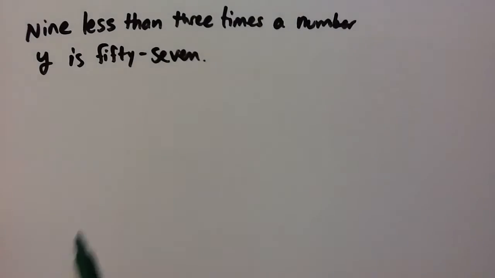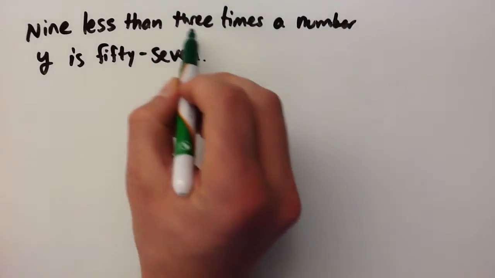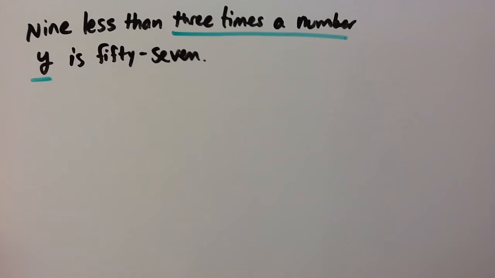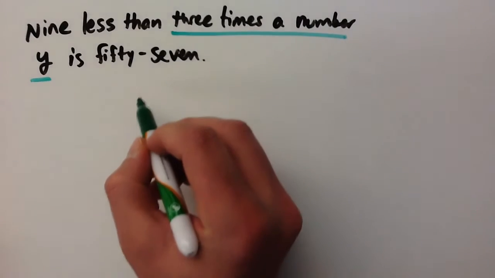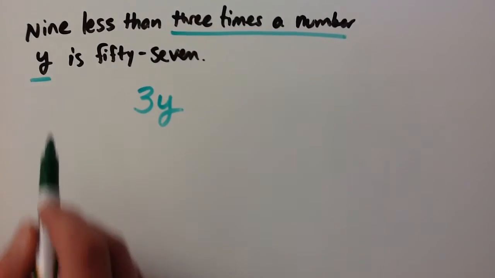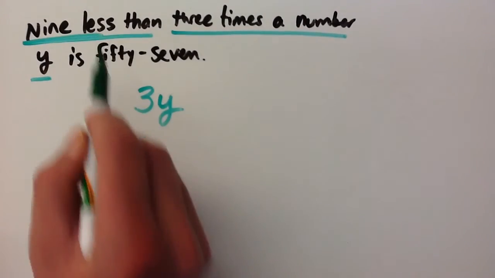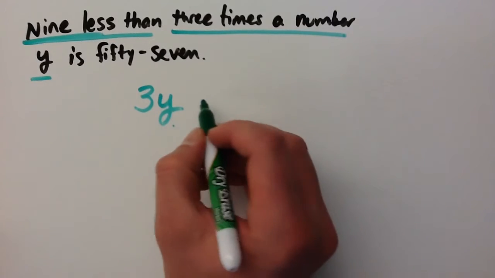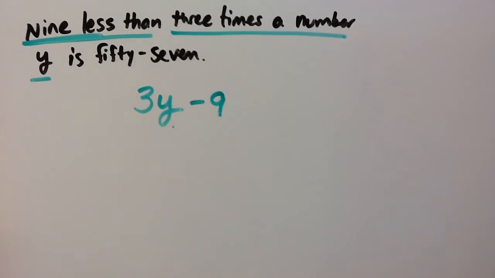Alright, so first it says 9 less than 3 times a number y. So what would 3 times a number y be? Well, that would be 3 times y. Now if I want 9 less than that, I would start with this, and I've got to take 9 away from that. And so that's going to be 3y minus 9.